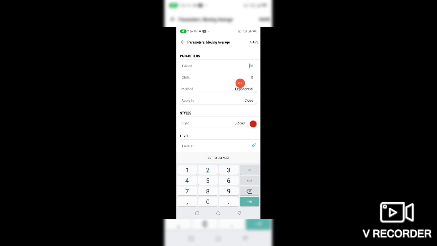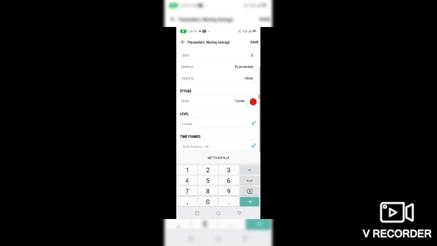The shift is zero, based on my own way of trading. Zero is the best. The method is exponential, because I have said it already. We shall be talking more about exponential because we are day traders, or short to medium-term traders, so exponential is going to benefit us. But if we are positional traders, then you change over to simple, and you are going to get the same result.